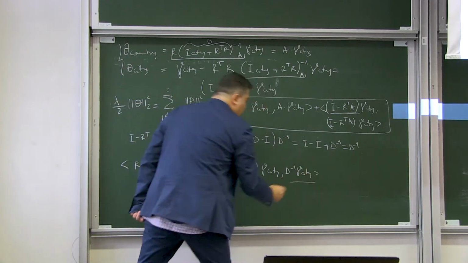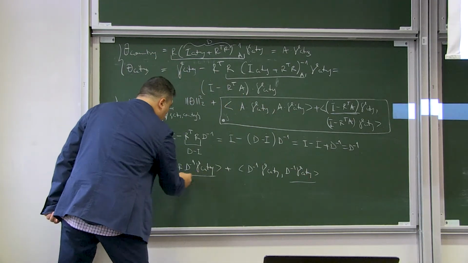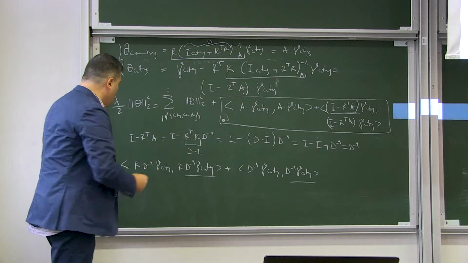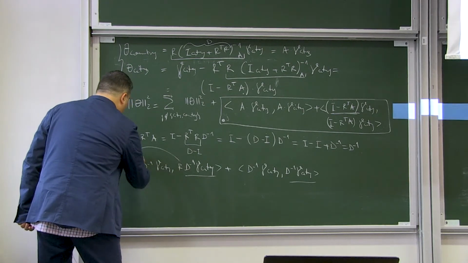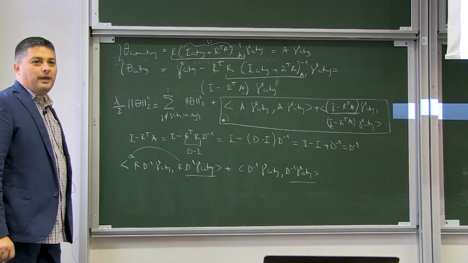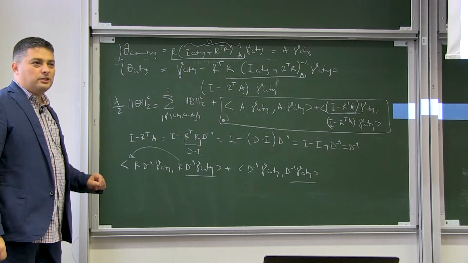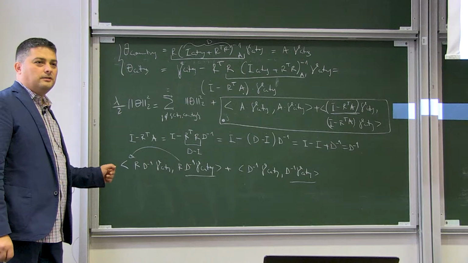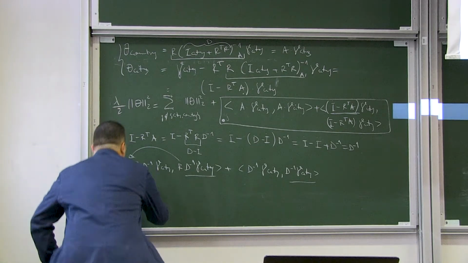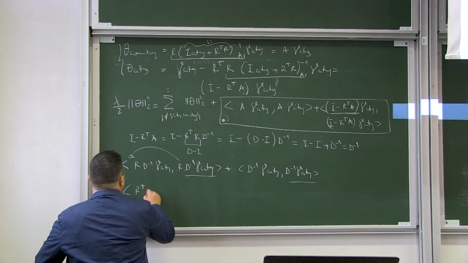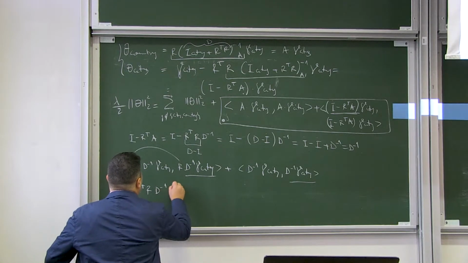We have d minus 1 gamma ct here, but we have also an R. So let's move R to the other side by transposing it. We transpose it when we move it to the other side in the dot product. So this effectively means that we have R transpose R d minus 1 gamma ct.